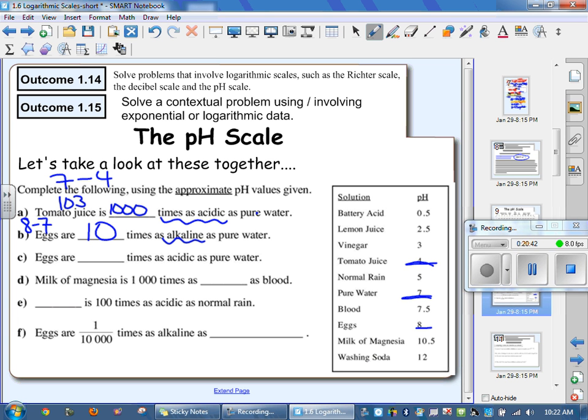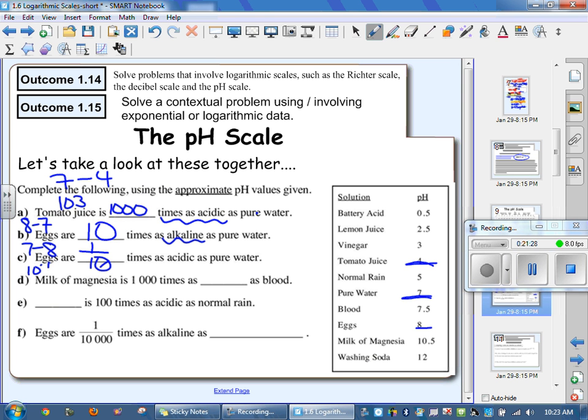The next one again, we have eggs, which is an 8. And we want how much acidic is it as pure water? Well, now we're comparing the acidity. We know that it's more basic, so now we want to take the lower number to compare acidity. So now we're going to go 7 subtract 8. Who's more acidic, and how much more acidic? Well, we're going to say eggs are 10 to the negative 1, which is 1/10 as acidic as pure water. Which means it's weaker. It's not as acidic as water. We know that already because it's more alkaline. It's got a higher pH, which means it's not as acidic.